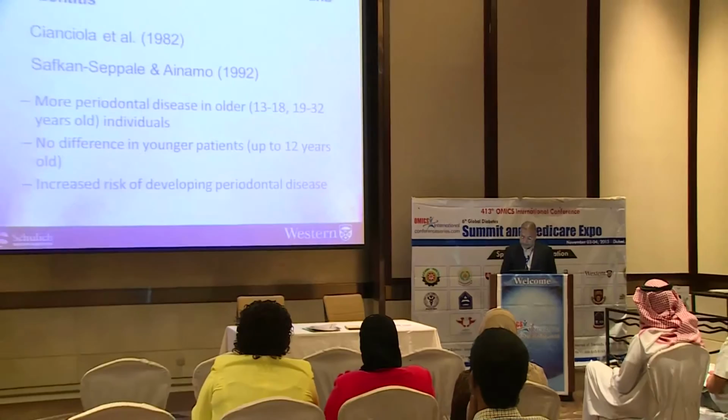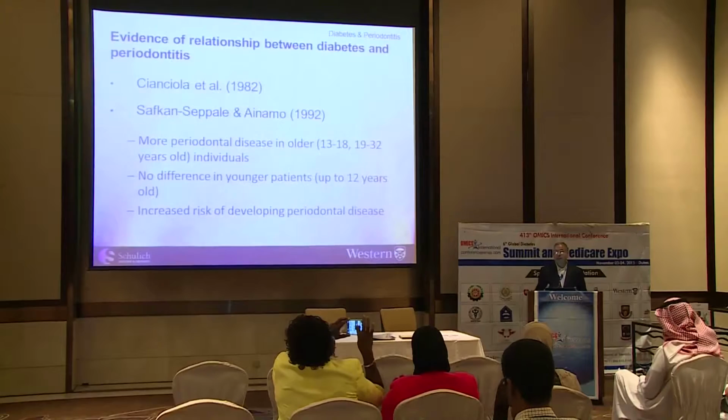Evidence of relationship between diabetes and periodontitis has been there since 1982. These are mostly cross-sectional studies which looked at diabetic patients and also periodontal disease. So what they found was there was more severe, more prevalent periodontitis in people with diabetes. And as the number of years people have had diabetes increases, there is more severe periodontal disease.